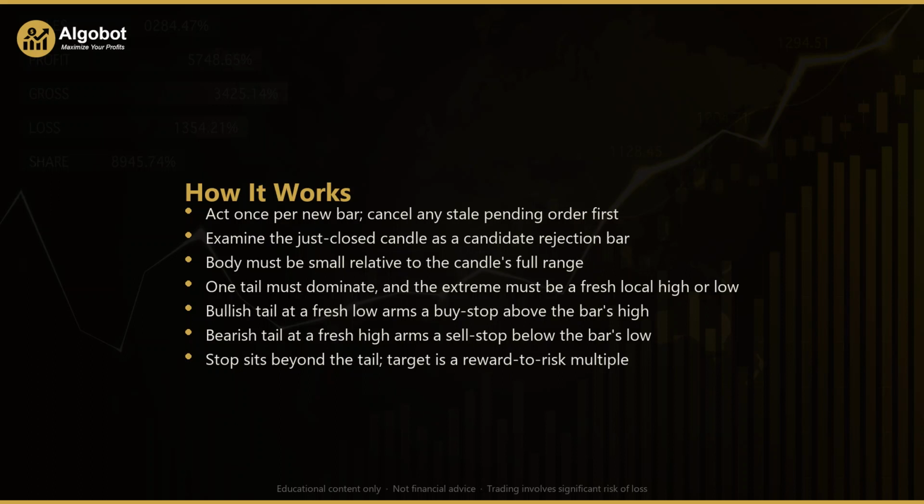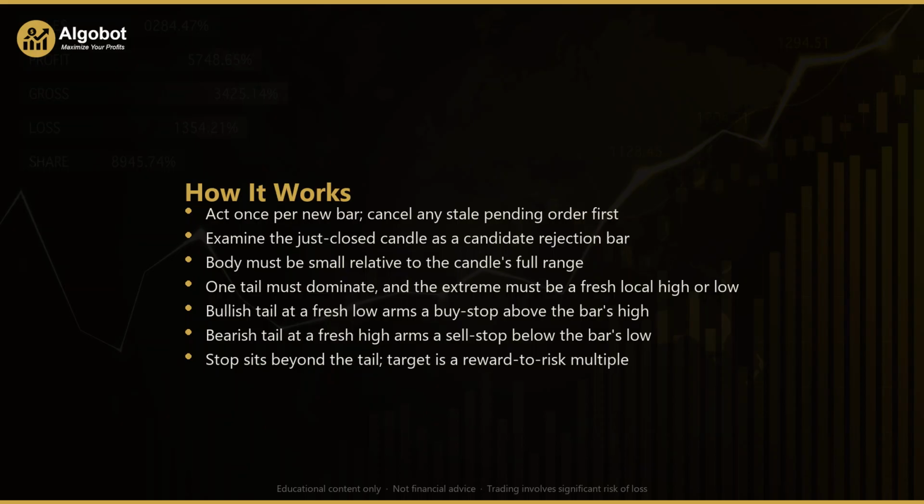Next, the engine checks whether a position is already open under its identifier. If one is, it simply lets the existing stop-loss and take-profit manage that trade and does nothing more. It never stacks a second position on top of the first. If the path is clear, it examines the candle that just closed, the candidate rejection bar. It measures the full range from high to low, the size of the body, and the length of the upper and lower wicks. The first filter is the body.